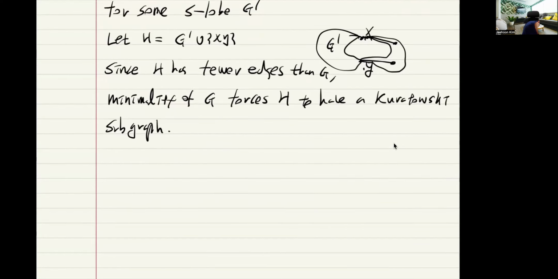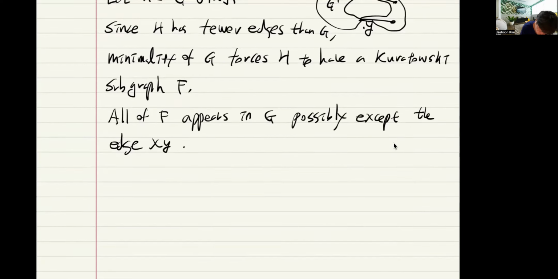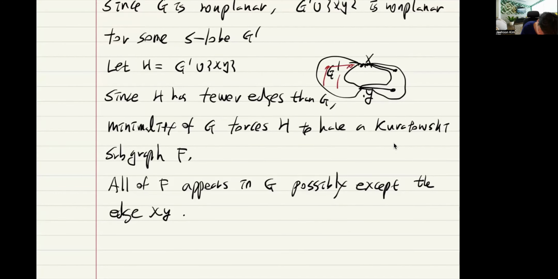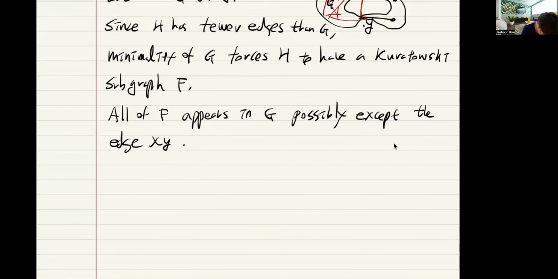So let's say this Kuratowski subgraph is F. All of F appears in G, possibly except the edge xy. So if you have F in here, then you must use this edge xy. Otherwise, it's a subgraph of G, which is a contradiction. G does not contain a Kuratowski subgraph.